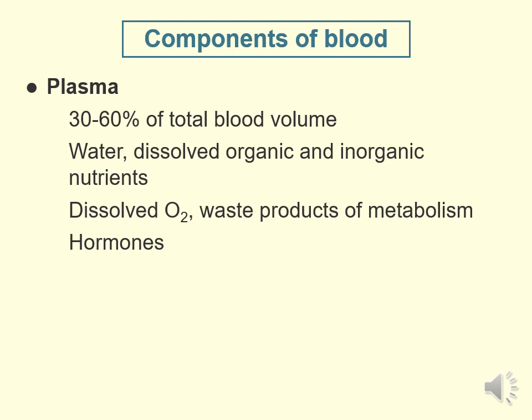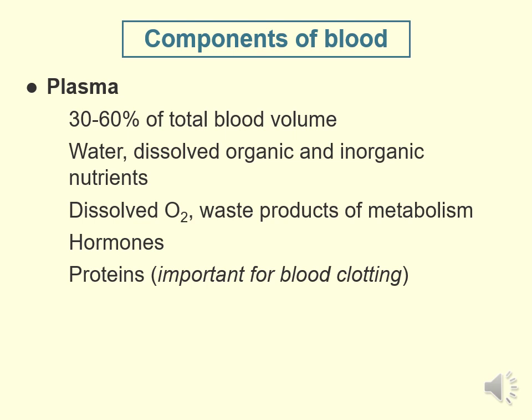The plasma is also where we find the hormones which the endocrine glands produce and circulate throughout our body, so a large number of hormones are found in the plasma. And you also find plasma proteins. Some of these are important for things like blood clotting, so you find things like prothrombin, fibrinogen. So these are important for enabling our blood to clot. You also find different transport proteins and other things like immunoglobulins, which are the antibodies and part of our immune system. So these are all elements that you'll find are components of the plasma.